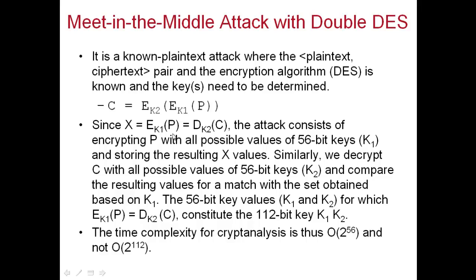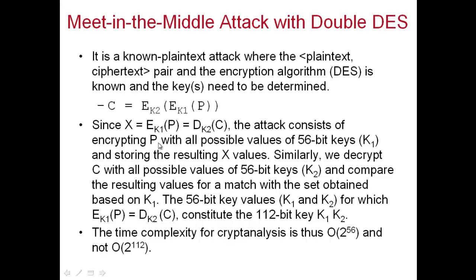So we try 2 to the 64 combinations of key values for K1 and another 2 to the 64 combinations for K2, and find for which combinations of K1 and K2 these two things are the same. Actually we don't need to try 2 to the 64, because double DES uses DES, where the 64 bits are reduced to actually 56 bits. So all we need to try is all possible 56-bit keys for K1 and all possible 56-bit keys for K2.